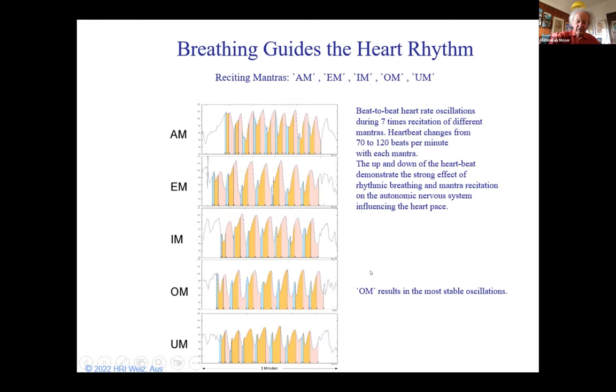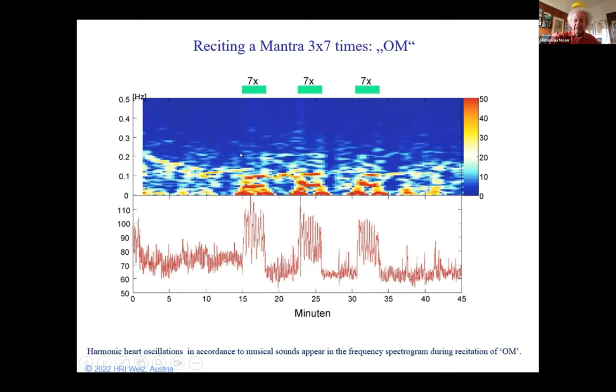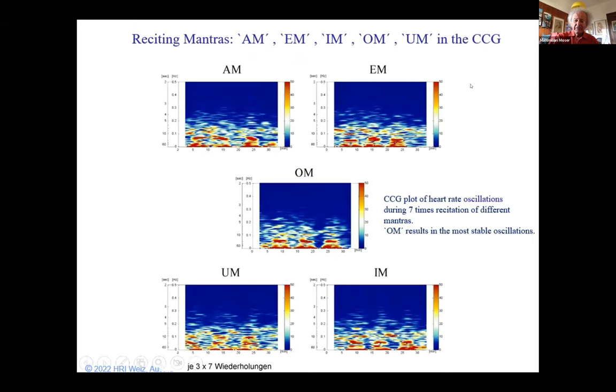Now, what was also interesting, that the Om results in the most stable oscillations. Actually, all the other syllables changed their shape during the recitation, whereas the Om was very constant. And you can see here 7 times Om in the cardiogram, and you see that there are also lines like the hexameter, but very close to the lower part of the picture. And here you have an overview, and you see that Om obviously has the strongest lines and the most stable lines compared to the other syllables.